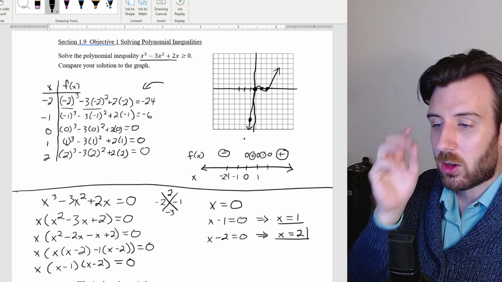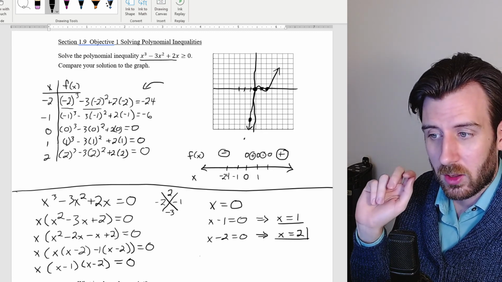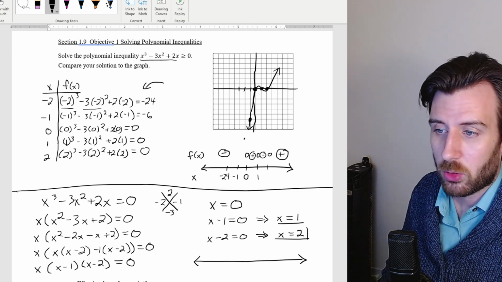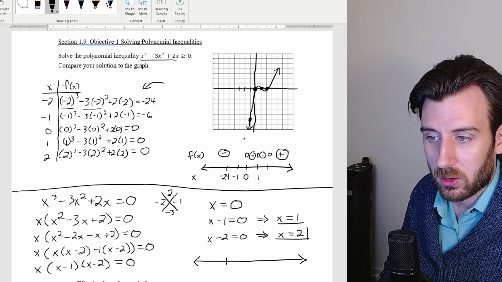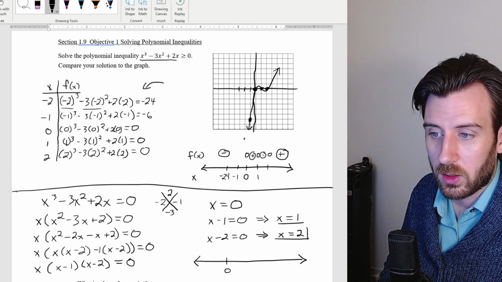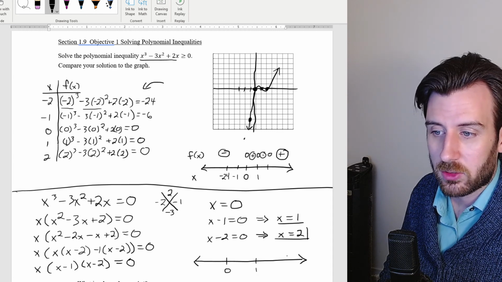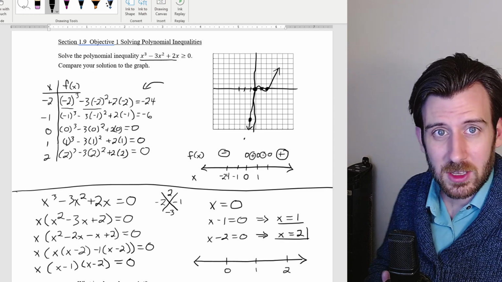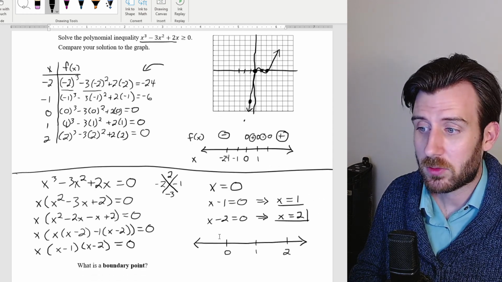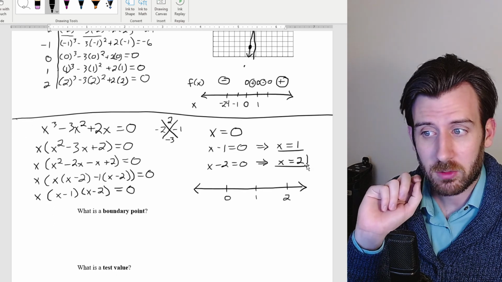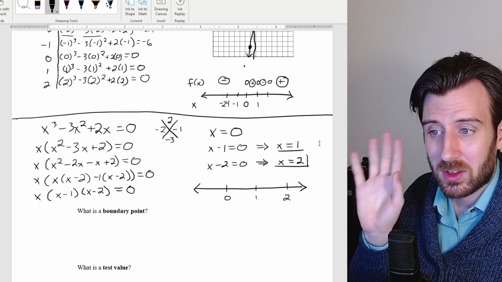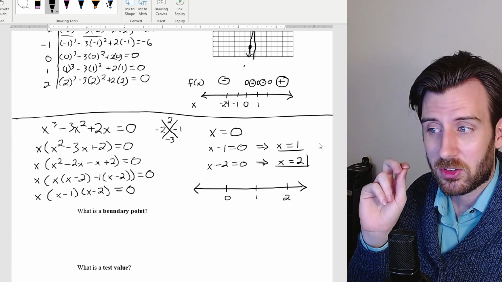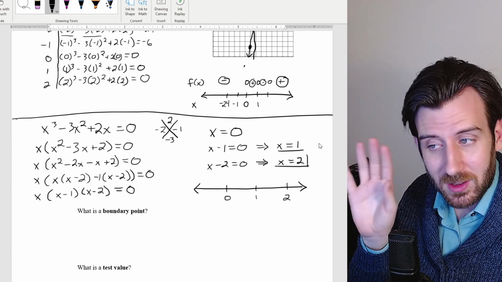So after I find all of these boundary points, then I can go on to my number line, and those are the only values that I really need to put down here: x is either 0, 1, or 2. Now those are the times where I'm going to be equal to 0. Everything in between has to be all positive or all negative. So I can pick any point in between these values as a test value to see what is happening in that entire region.